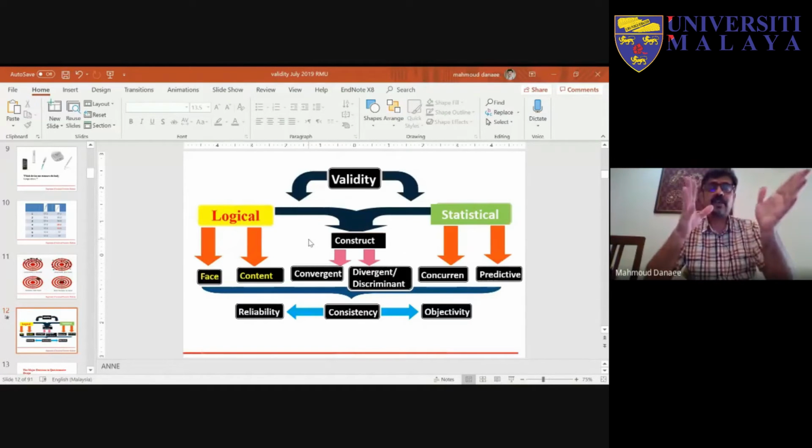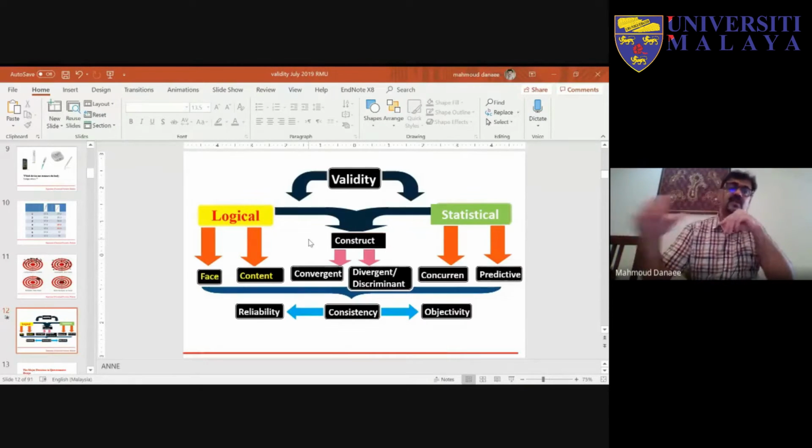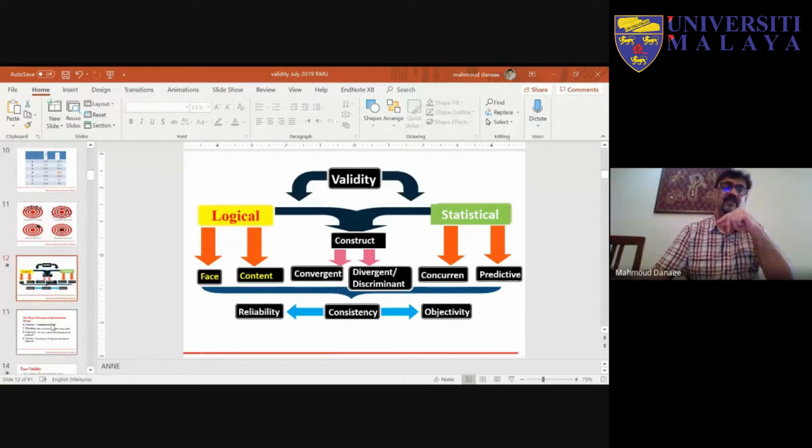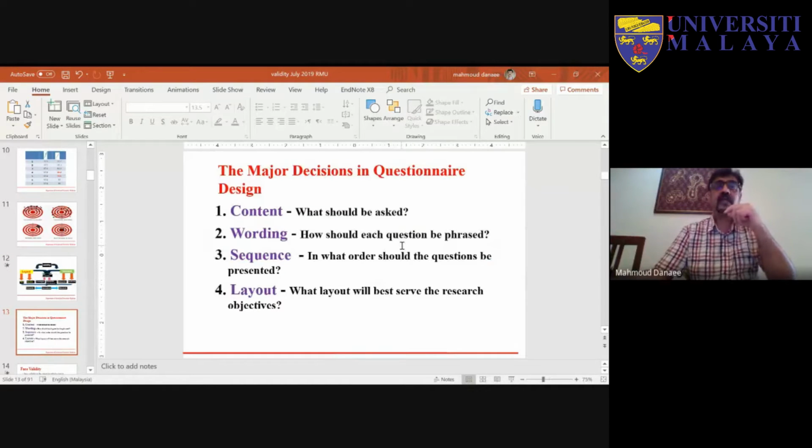Once you complete the first phase of the validity, then you can move to the statistical validity. And for statistical validity, of course, we need to do a pilot study. So we have different types of statistical validity: the construct validity, the concurrent validity, and predictive validity, which is called criterion validity. And of course, besides that, we will be able to measure the reliability of the instrument. This slide shows different kinds of validity and also reliability. So let's start with the first part, which is the content and face validity.